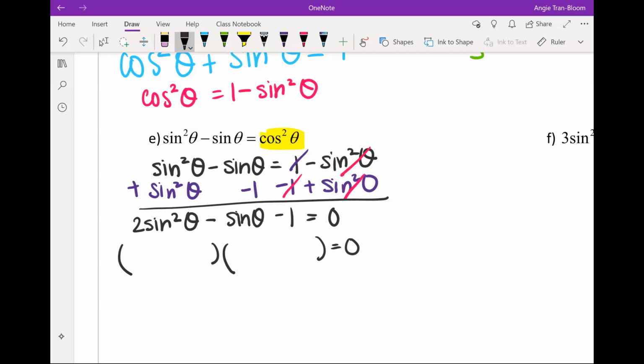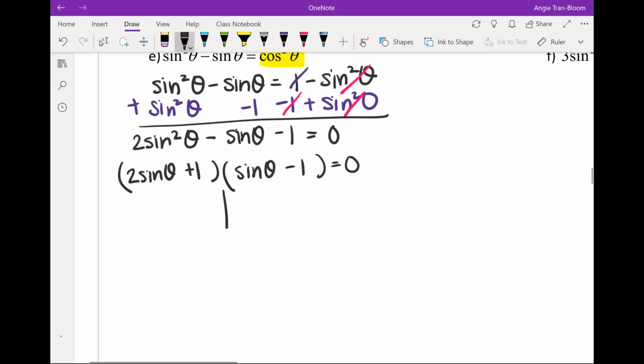All right, Michael, what are your two factors? 2 sine theta plus 1 and sine theta minus 1. Thank you. Take each factor. We will set each factor equal to 0. So 2 sine of theta plus 1 equals 0. Sine of theta minus 1 equals 0.